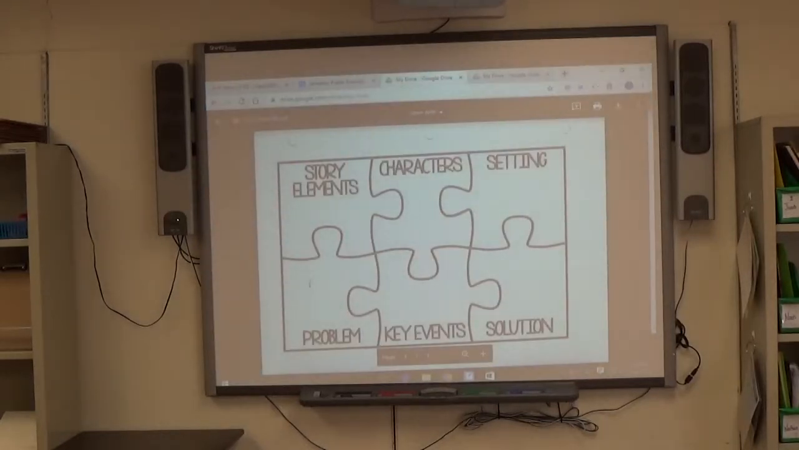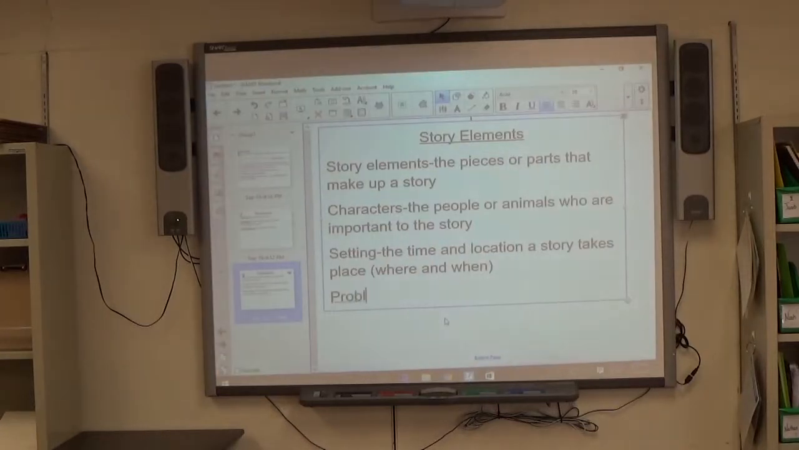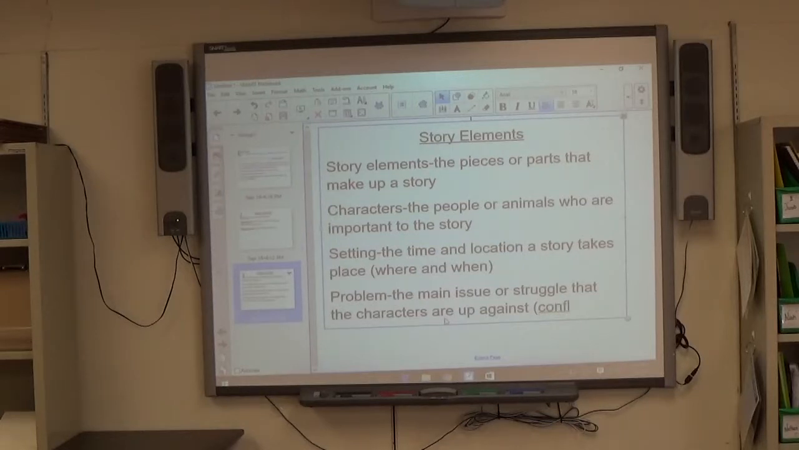Our fourth box is really what gets our story going here. It is a problem. So a problem is the main issue or struggle that the characters are up against. And as we move forward in class, this will often be referred to as conflict. So this word conflict is going to be very important in future discussions.